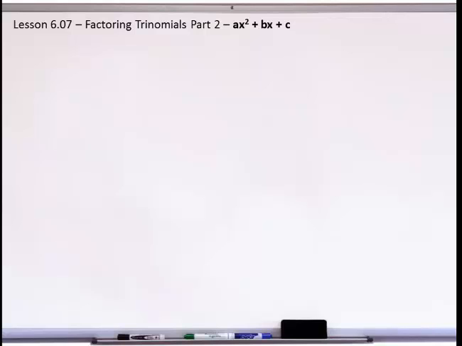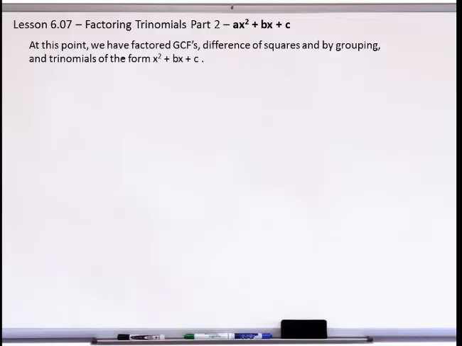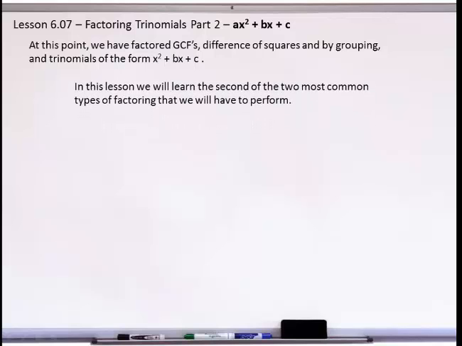Factoring trinomials, part 2, ax squared plus bx plus c. At this point, we have factored out GCFs, we factored differences of squares, we factored by grouping, and we factored trinomials of the form x squared plus bx plus c. In this lesson, we're going to learn the second of the two most common types of factoring. The first one was the x squared plus bx plus c.